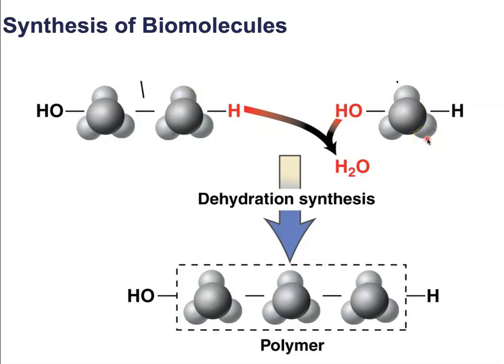This is what's known as a dehydration synthesis. We have a chain, we have a monomer subunit, we dehydrate them, kick off a water molecule, and we suddenly have a beautiful long chain of polymer.